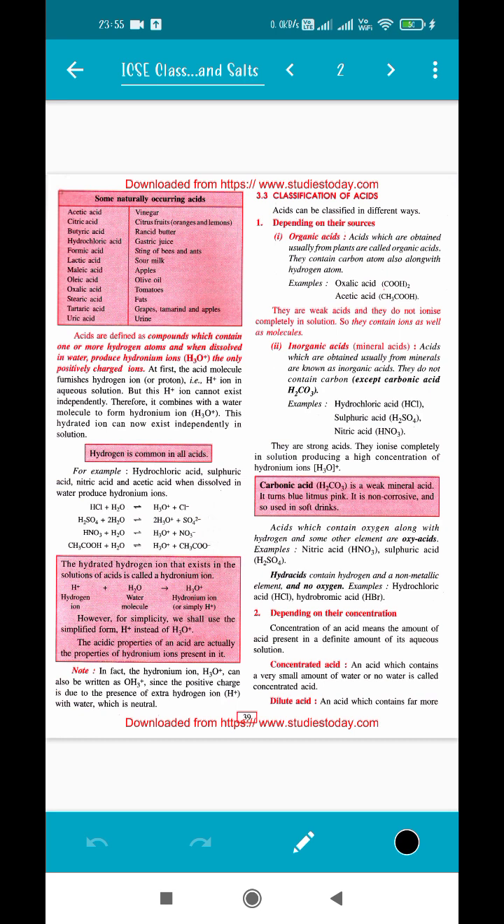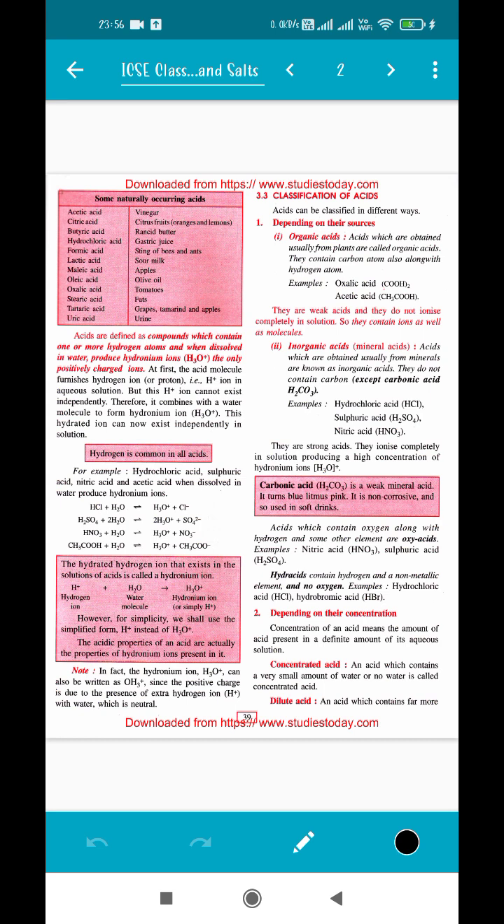Next is inorganic acid. Like I told you, they are not obtained naturally, they are prepared in the laboratory and they do not contain carbon. There is one exception to this case, which is carbonic acid. Carbonic acid is present in carbonated drinks such as Coca-Cola. That is produced artificially, so that's why it contains carbon. But other than carbonic acid, no other inorganic acid contains carbon in it.